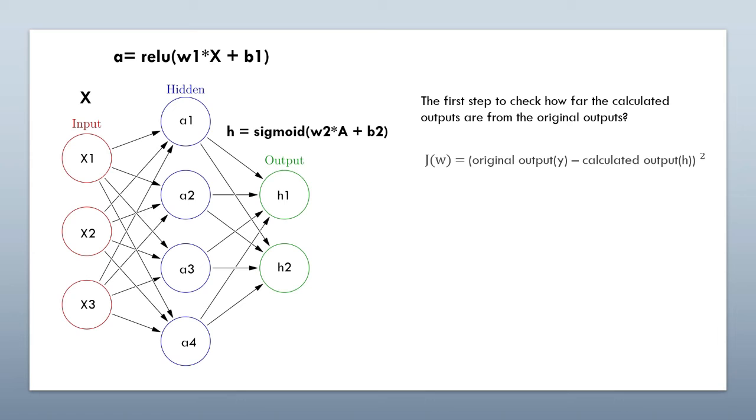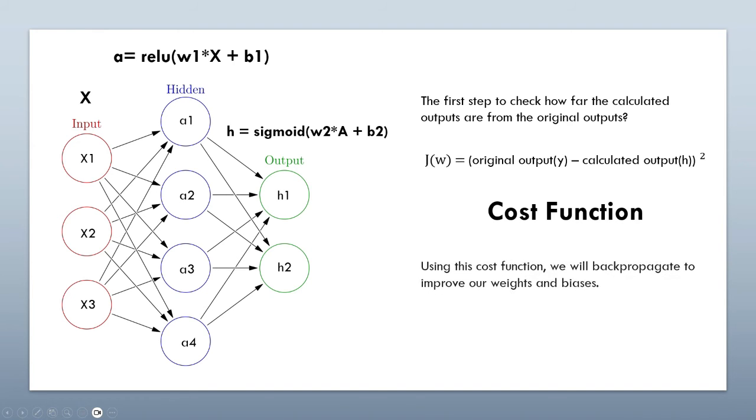For this demonstration, let's use this function: J(W) equals the original output Y minus the calculated output H, and we take the square of it so that the negatives do not cancel out the positives. This J(W) is called the cost function. You will hear this term cost function when we talk about backpropagation as well. Using this cost function, we will then backpropagate to improve our weights and biases so that our cost function J(W) is as small as possible.